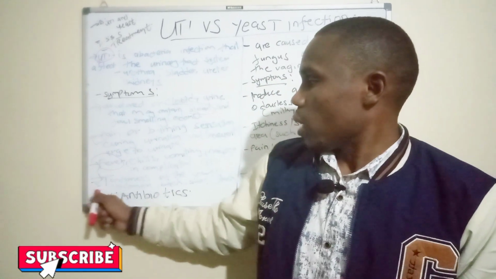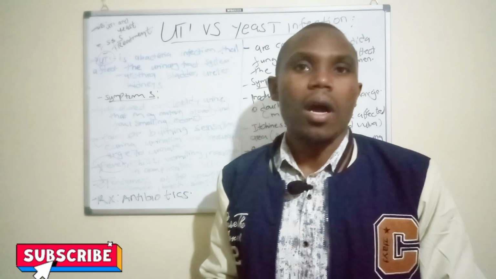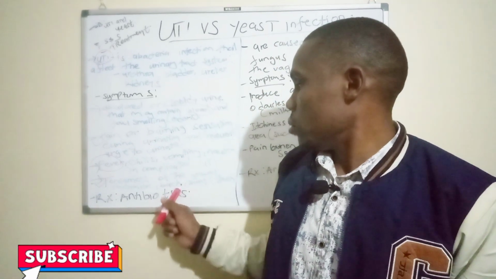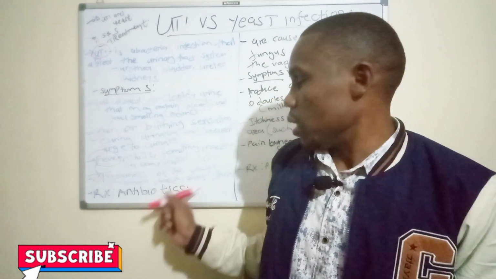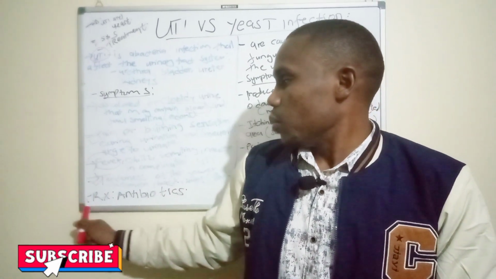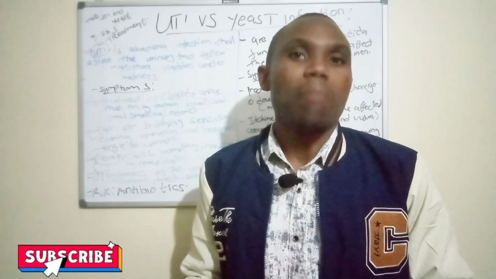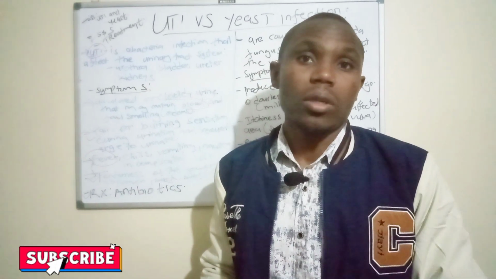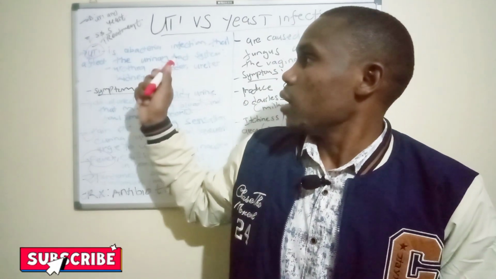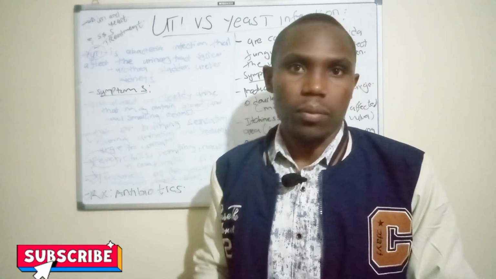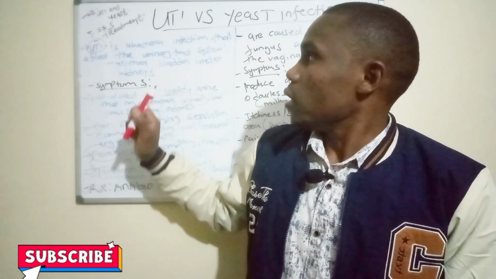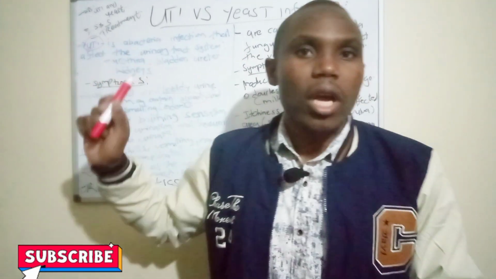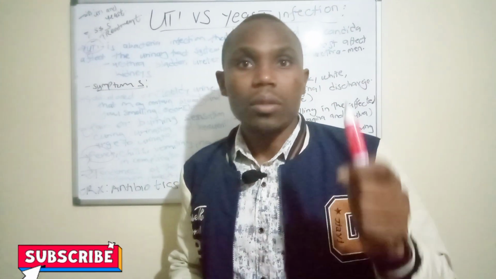Also, one can have tenderness of the lower abdomen or back and even the sides, what we call flank pains. On the treatment, this requires antibiotics because it's a bacterial infection that invades the urinary tract system. So these are some of the signs and symptoms that someone with a urinary tract infection can present with.